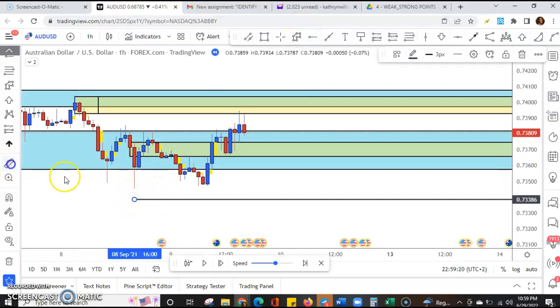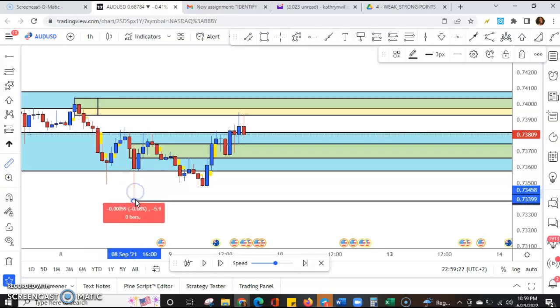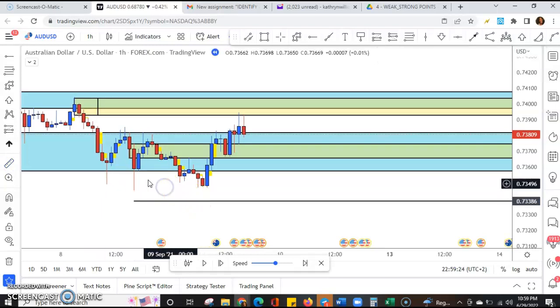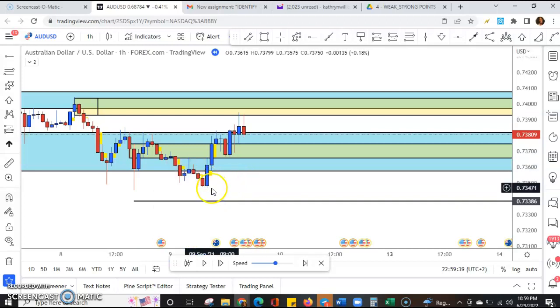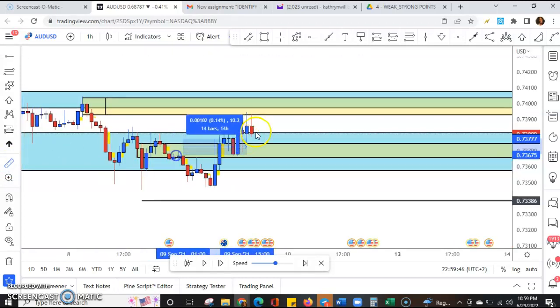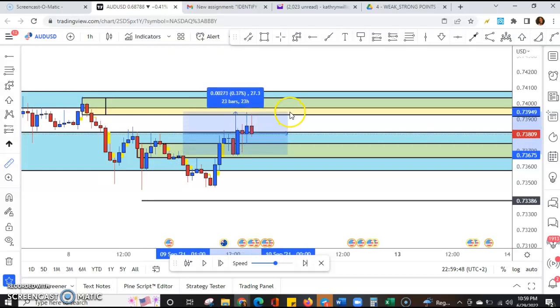So I still would have been in the trade. That's about 5 pips. I still would have been in the trade, even though I would have taken the entry right here. So about 16 pips in drawdown before it eventually came back in and went up for 27 pips.